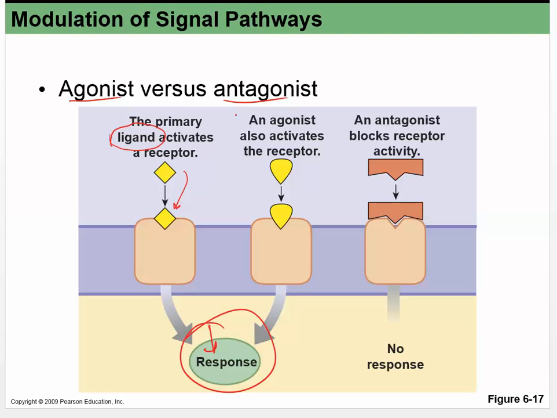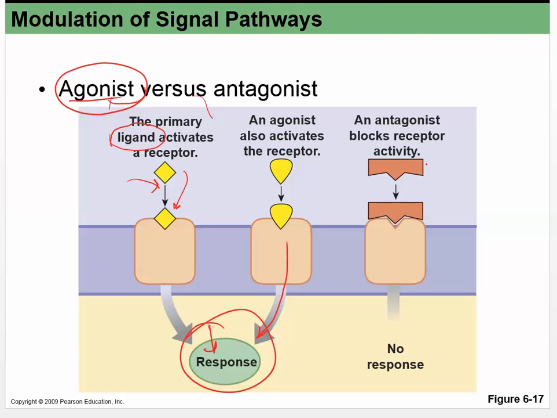Now, an agonist, we could give a drug that's not the same thing, or sometimes we give drugs that are the same thing, but we can give a drug that's different than the regular ligand that we produce, but it still activates it. So that is an agonist. It agonizes, or it makes it happen, and it gives a response. Now, this is showing the normal ligand. So this is what the ligand would normally do here on the left again, and it would have a response.